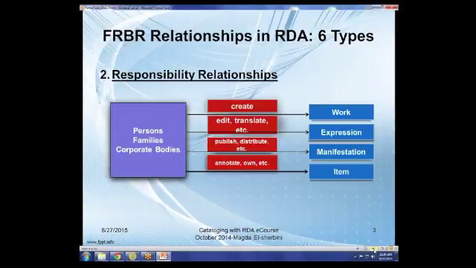So the next one we have here is a chart to show what some of these different types of relationships could be defined as. On the left, we have group 1 entities, or sorry, we have group 2 entities: persons, families, and corporate bodies. And on the right, we have the different levels of group 1 entities: the work, expression, manifestation, and item. Again, item refers to a specific and unique physical object, generally a uniquely barcoded copy of a resource in a library.